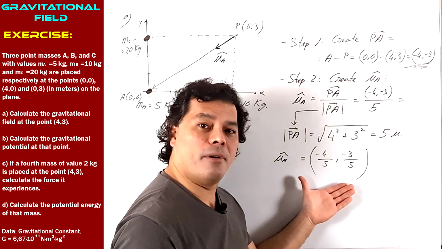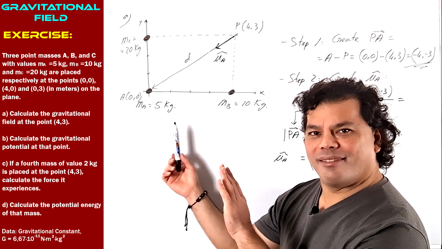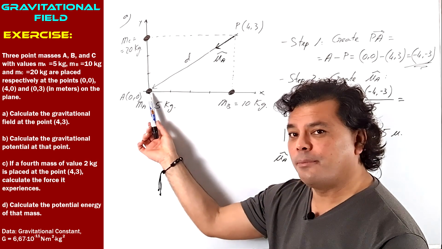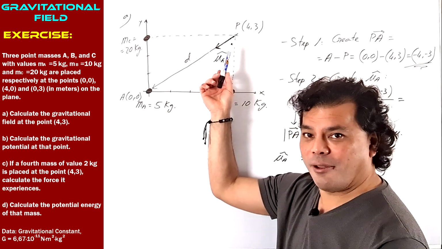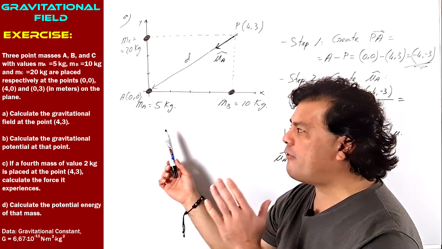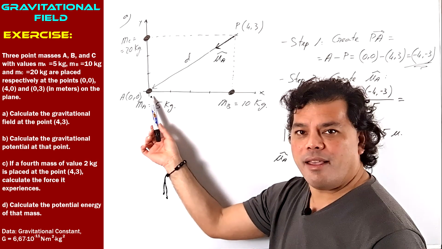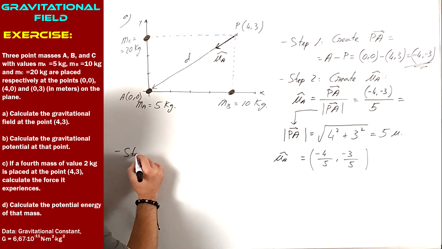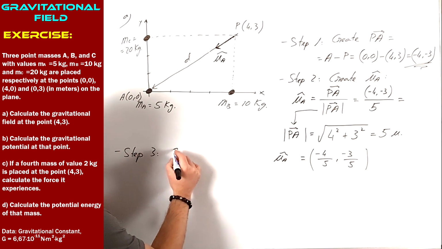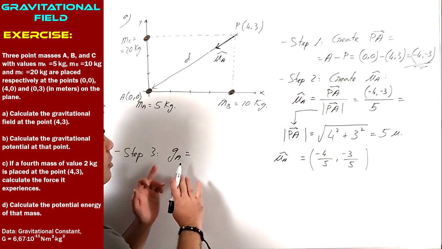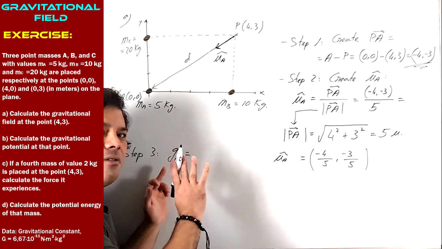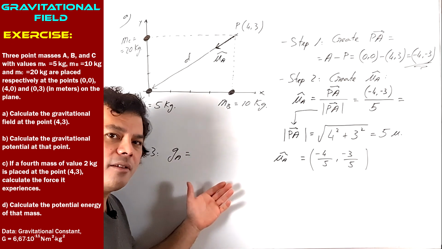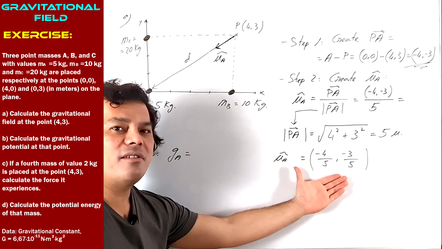Second step complete. Step 3. Now we're calculating the gravitational field caused by mass A at point P. That will be step number 3. We're calculating the gravitational field, but only in magnitude. Don't worry about the direction and orientation because it will be obtained at step number 4 thanks to this vector.